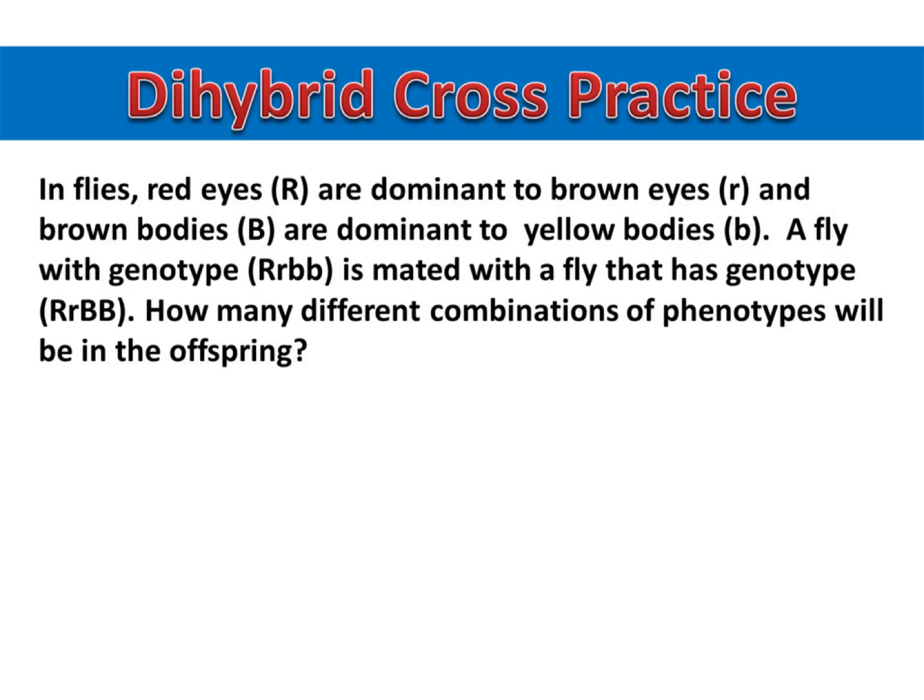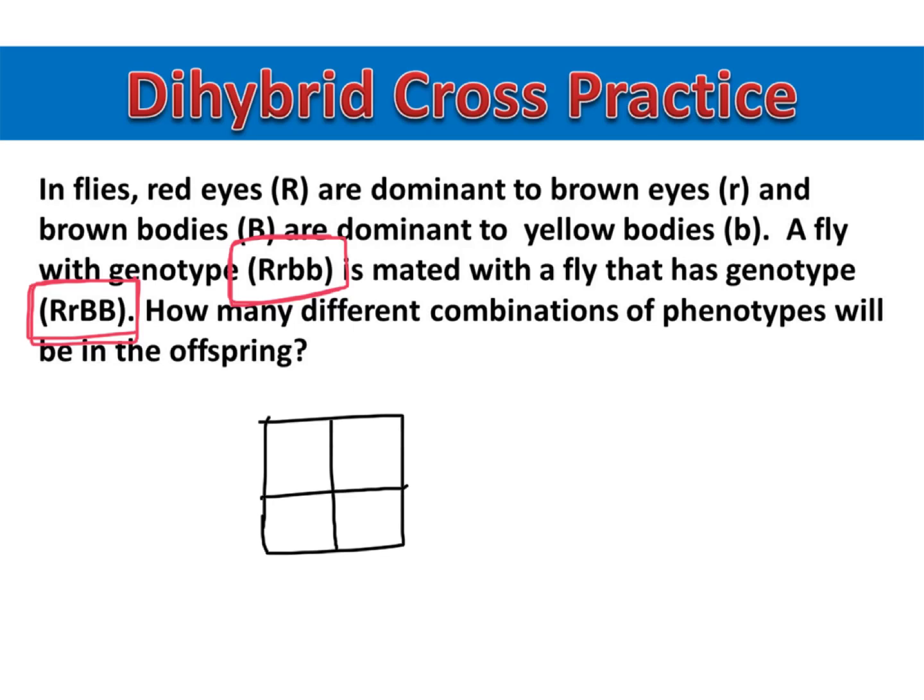So I always want to make sure I understand what the genotypes of my parents are in each cross, and so that's one and that's the other. They've given me both, and there they are. So now I'm ready to make my Punnett squares, and since I'm talking about two traits, I'll be making two Punnett squares.